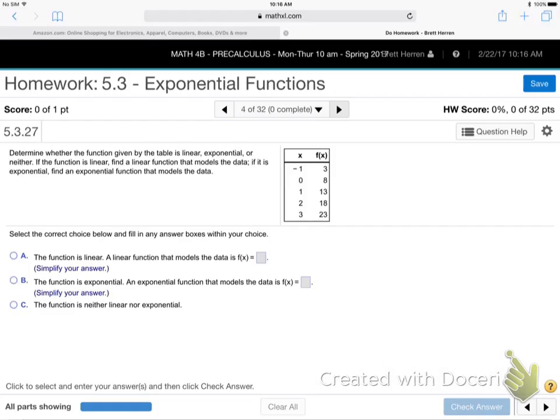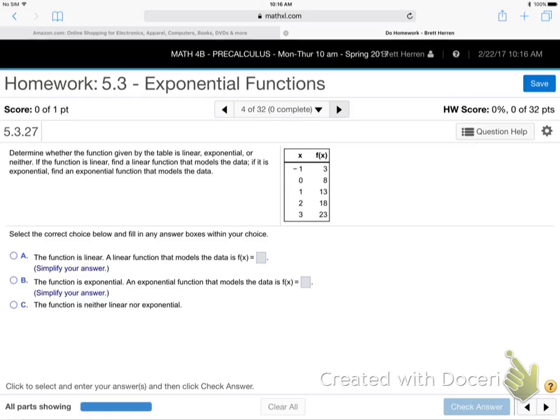That's all that we haven't done. All right, so you know it's going to be linear. Prove it so, and find the equation. Look at those y values. What's happening from y value to y value?